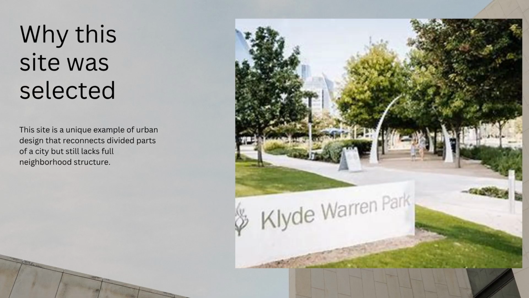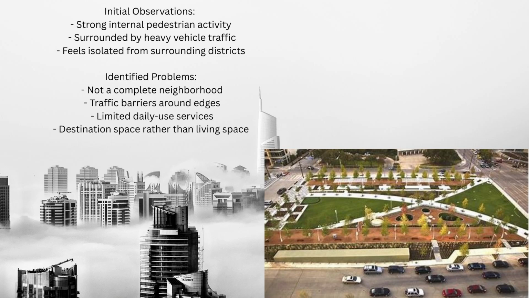There are several major urban design problems within the site. First, the park does not function as a complete neighborhood. It is a destination space, not a space where people live, go to school, or access daily services. Second, the freeway and surrounding roads create strong physical barriers that make it difficult for pedestrians to connect to nearby areas. Third, while the park itself is highly walkable, the surrounding environment is car-dominated and not very pedestrian-friendly. Finally, there is no full neighborhood structure that connects housing, services, and community spaces together in one system.